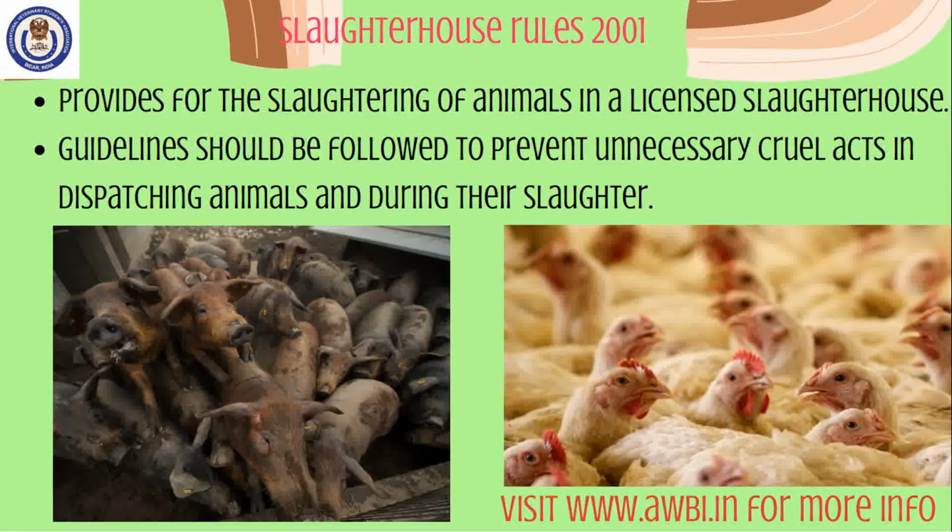And the Slaughterhouse Rules, 2001, provide that animals during transportation for slaughter, pre-slaughter and slaughtering undergo the least amount of pain possible, and the guidelines should be followed to prevent unnecessary cruel acts in dispatching animals and during their slaughter. It also makes sure that the slaughtering of animals is done in licensed slaughterhouses.